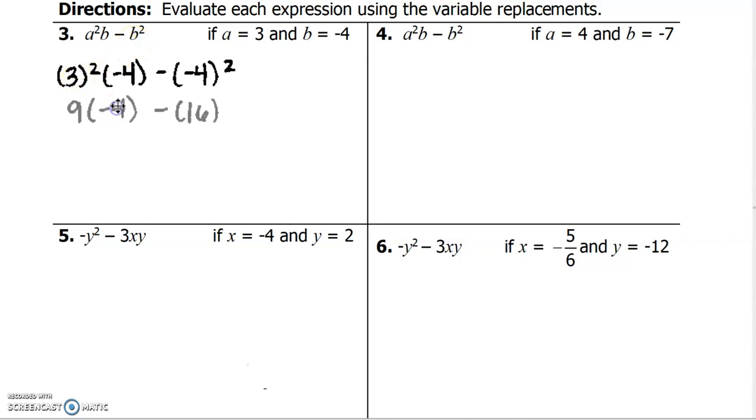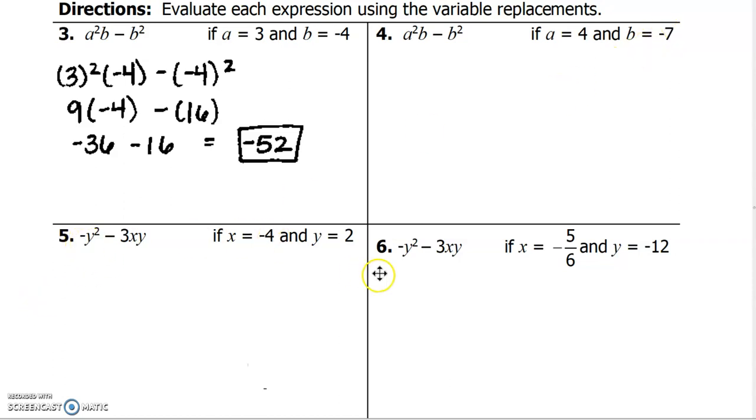So following order of operations, we do our exponents first. -4 squared is -4 times -4, which is a positive 16. 3 squared is 9. Now we have our multiplication, so we have -36 minus 16, which is a -52. Number 4 is an on-your-own problem. Because it's the same expression, I want you to try filling in different values.